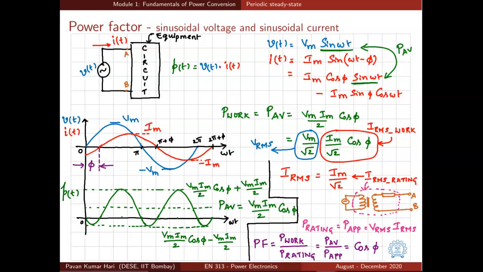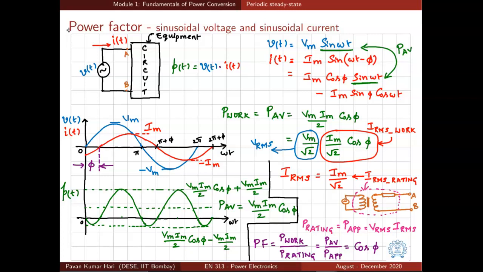Power factor is a way to look at these two powers in a relative manner. Which two powers? P work and P rating. The power corresponding to the useful work done and the power corresponding to the rating of the source that needs to be selected. If I need to select a source of power rating exactly same as that needed to do useful work with my equipment, then my equipment's power factor is unity.